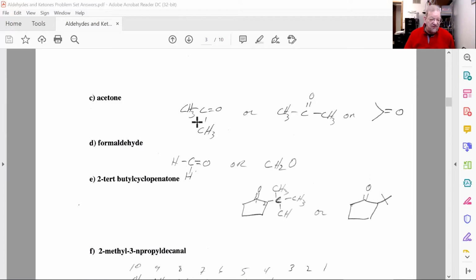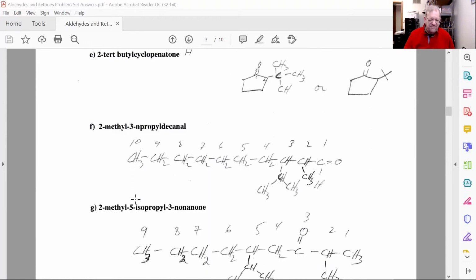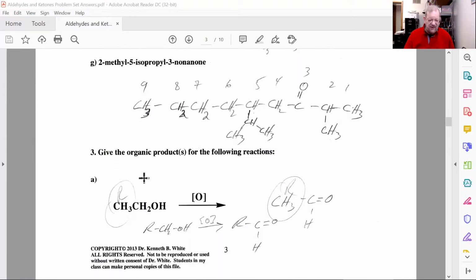Common name acetone is this, which you can write different ways. Formaldehyde, I like writing this way because I think it's cooler. But if you write it this way, that's perfectly correct. And here we have ONE ending, ketone. If that were an E, cyclopentane, 5 carbons. I have my carbonyl carbon right here, ketone. And carbon number 2, which would be here, I have one of my favorite groups, the tert-butyl group. And I think the rest are self-explanatory. And let's move on to reactions.